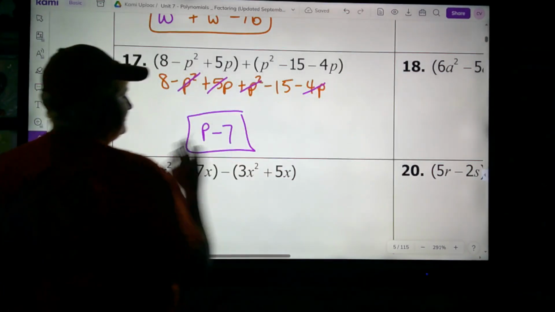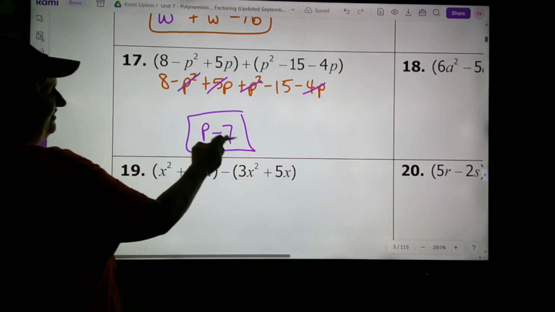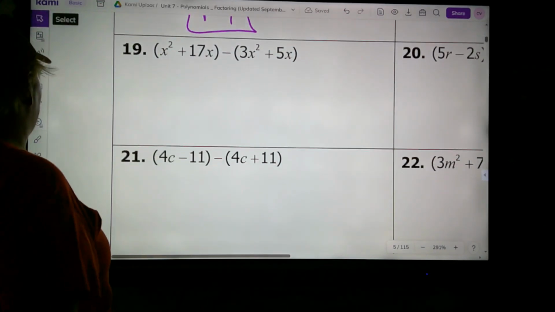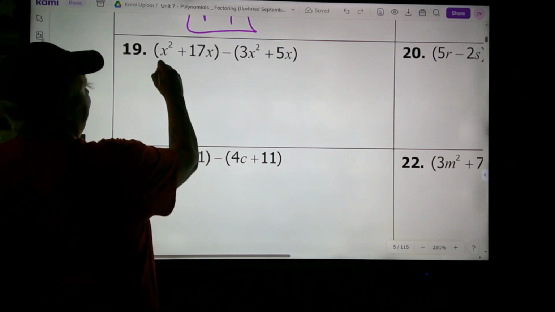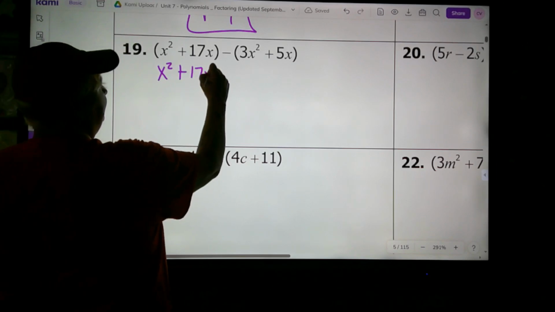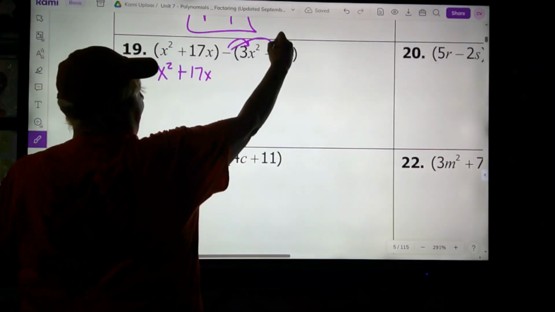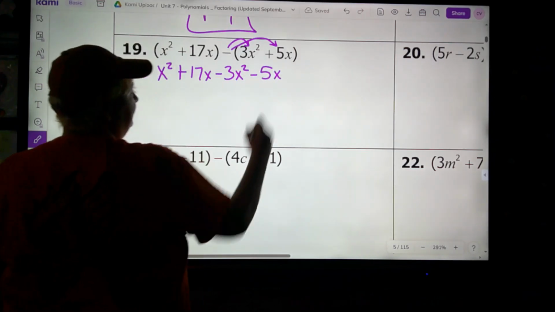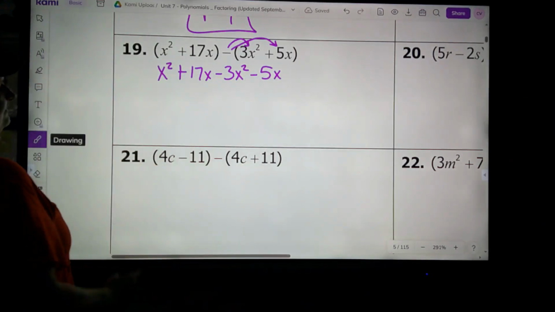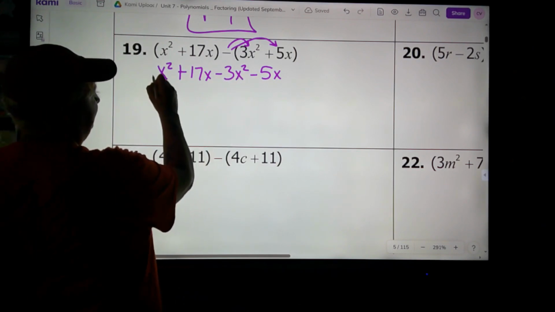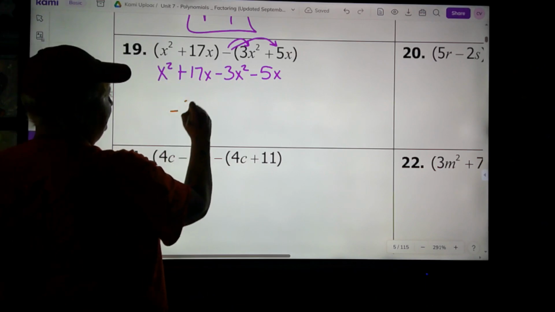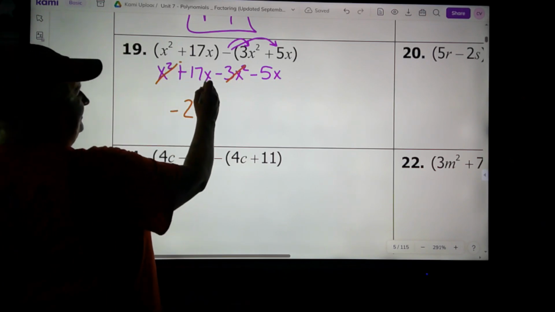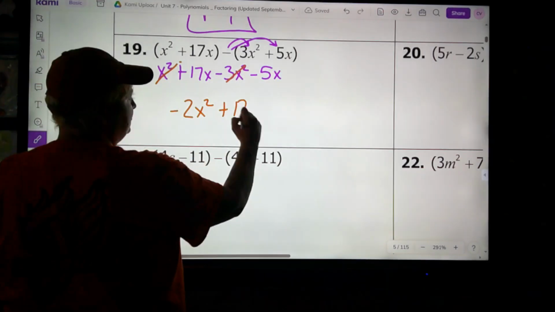All of this simplifies to this. This cannot be combined because they are not like terms. This one's negative. Finally, bring down the first part. Distribute the negative sign. Combine your like terms. Negative 3x squared plus 1x squared is negative 2x squared. Positive 17x minus 5x is positive 12x.